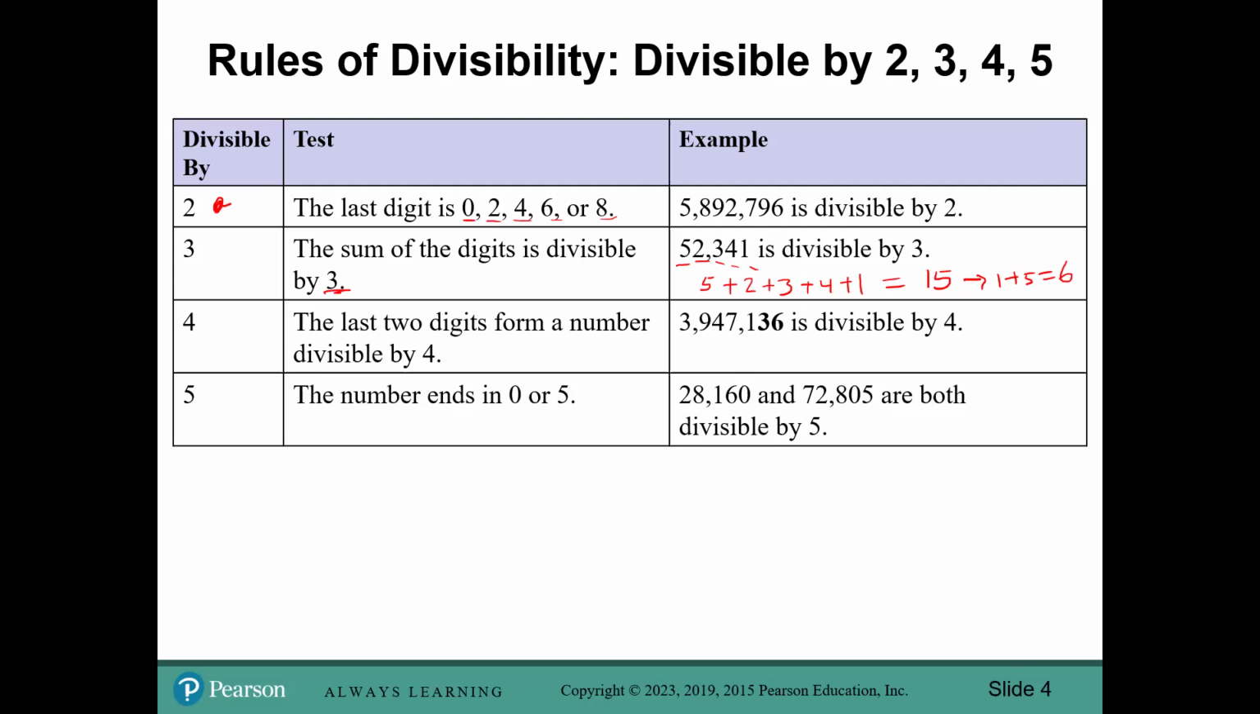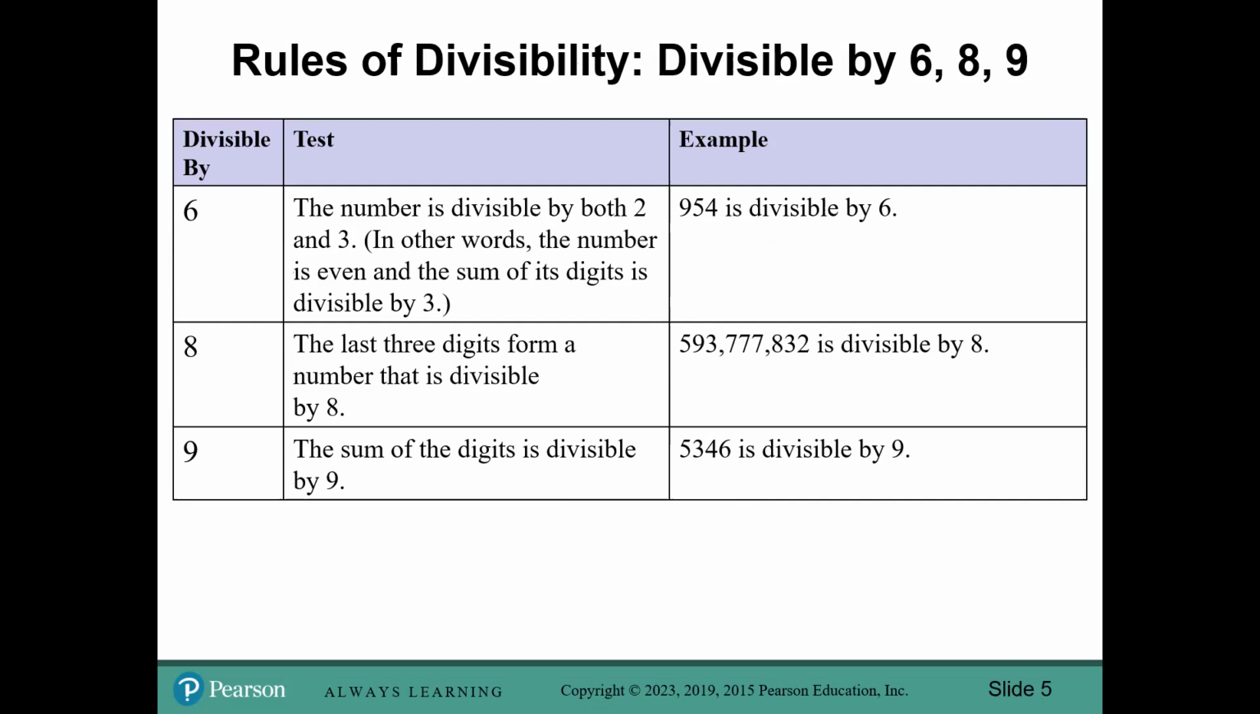Divisibility by 4, you just have to check the last two digits. If the last two digits are divisible by, sorry, not 3, but 4, then the number itself is divisible by 4. So this number, 3,947,136, I just have to check, are the last two digits divisible by 4? If they are, then the entire number is divisible by 4. And 5 is another easy one. Things are divisible by 5 only if they end in a 0 or a 5.